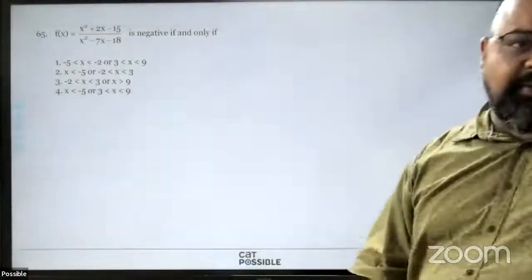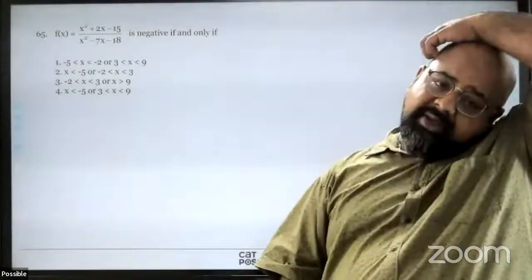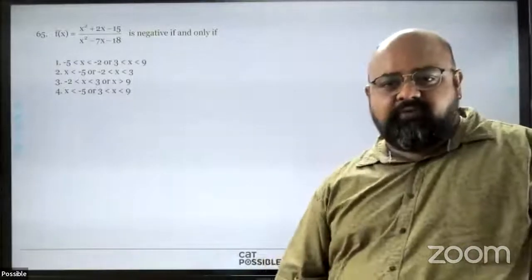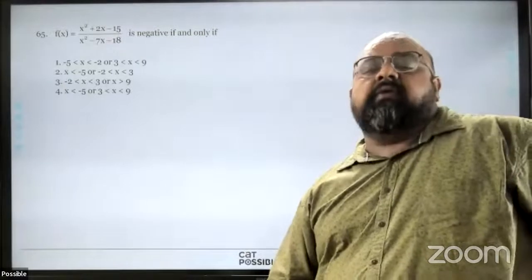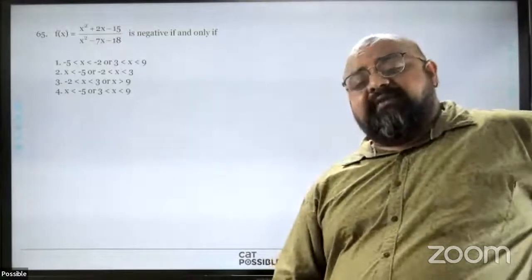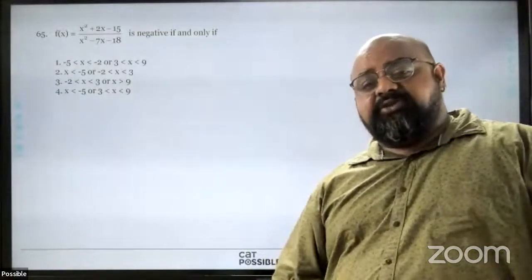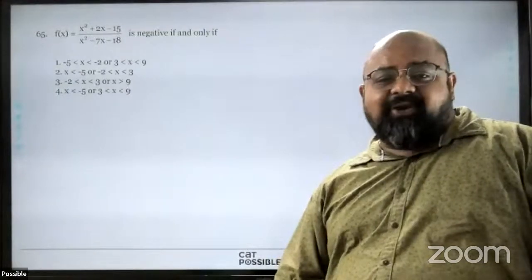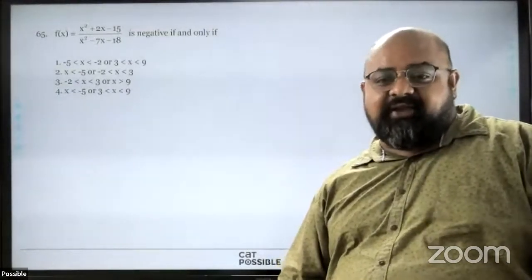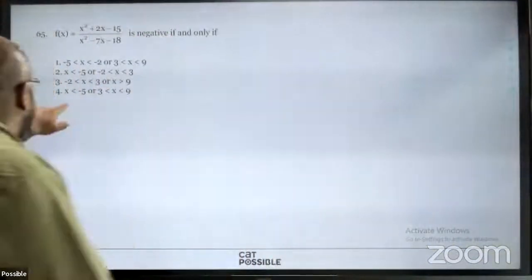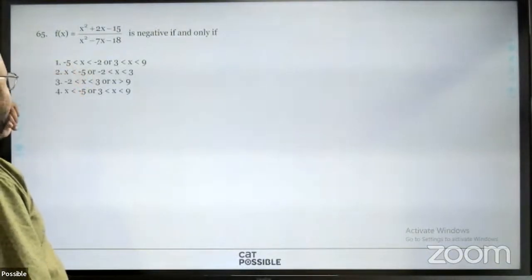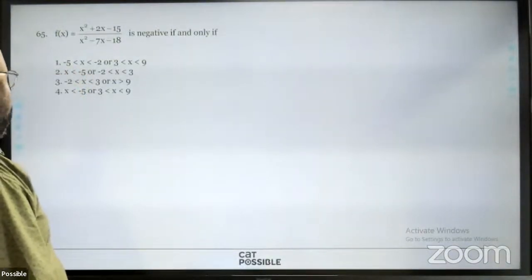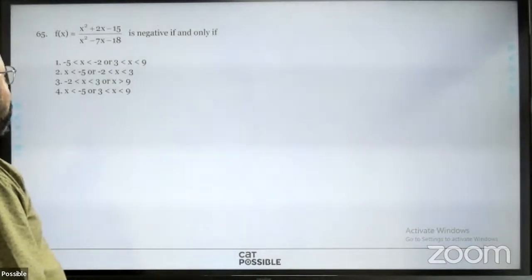65, f(x) is (x square plus 2x minus 15) upon ((x plus 1) square minus 16), and it is negative if and only if. So this will be negative if either the numerator is negative and the denominator is positive, or vice versa. Since there are options, it makes a lot of sense to take a value and check. Okay, so I look at the options. Here it is x less than 5, x less than minus 5, between minus 5 and minus 2, and 3. So suppose I take x as 0.